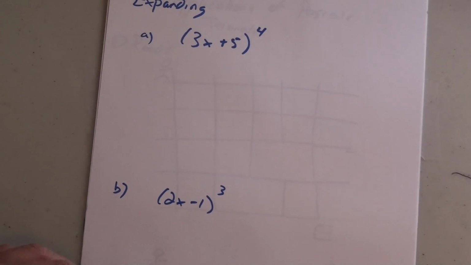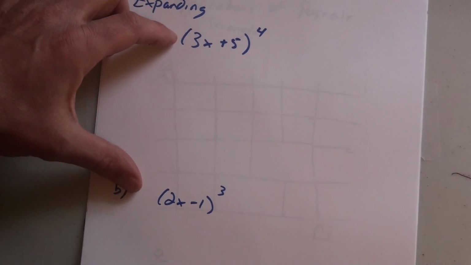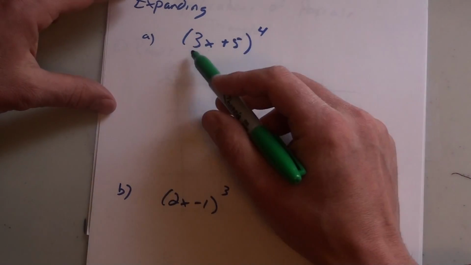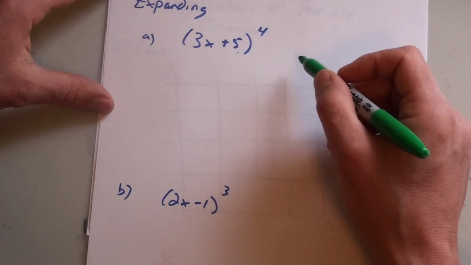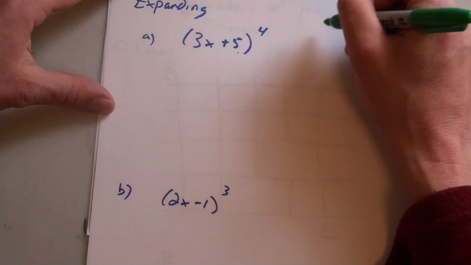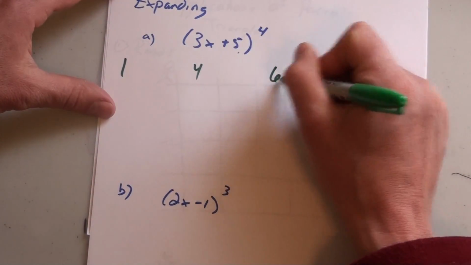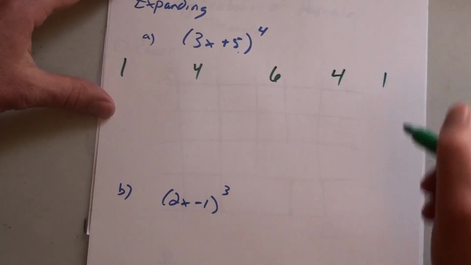The next thing I can do is I can expand binomials now using Pascal's triangle. So if I have 3x plus 5 to the exponent of 4. If I use the 4th row of Pascal's triangle, which is 1, 4, 6, 4, 1.